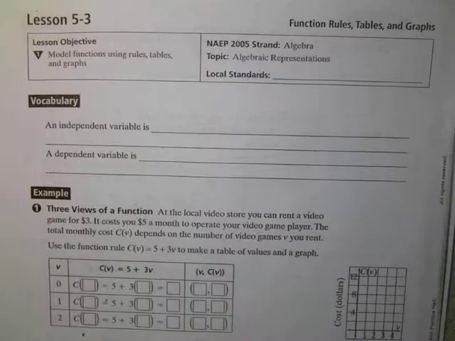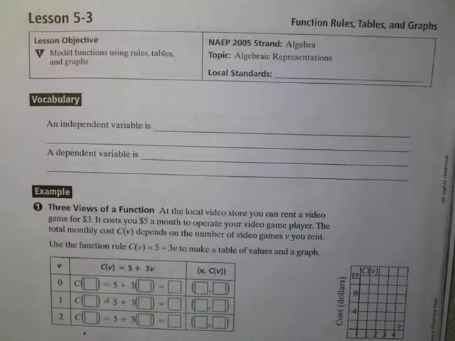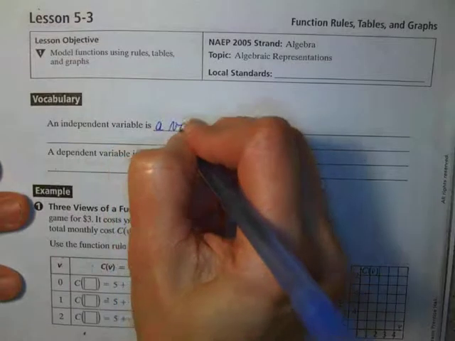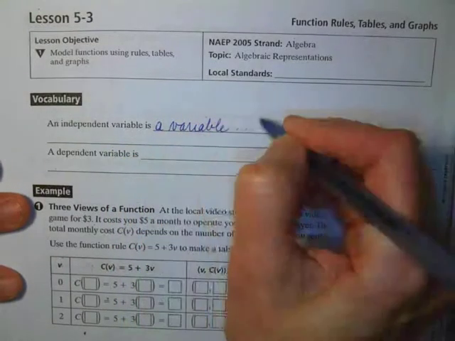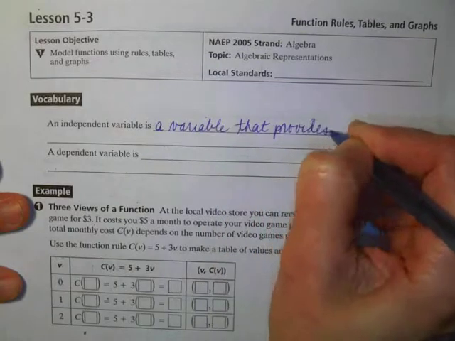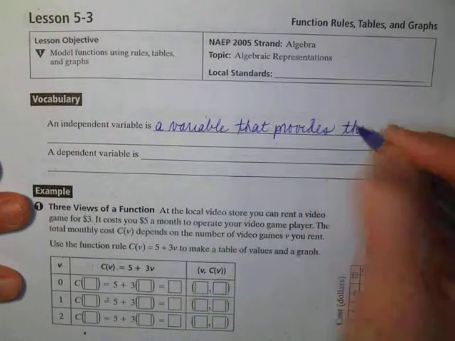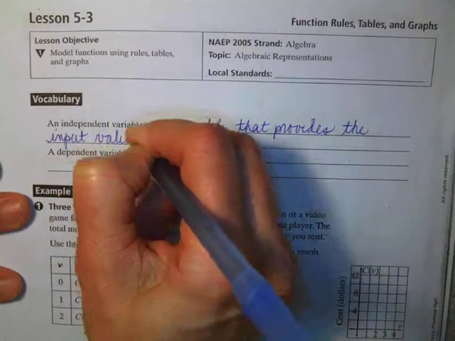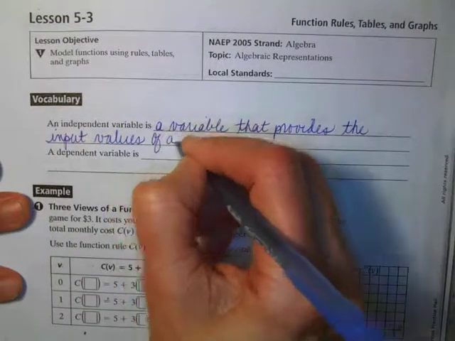So our objective is to model functions using rules, tables, and graphs. Okay, so first off, we have a couple of definitions. Our first one being the independent variable. An independent variable is a variable that provides the input values of a function.